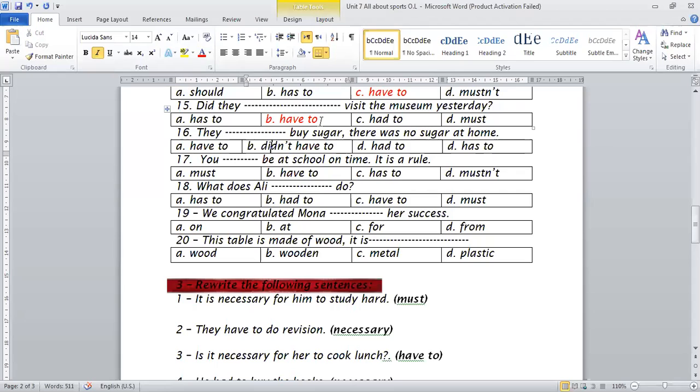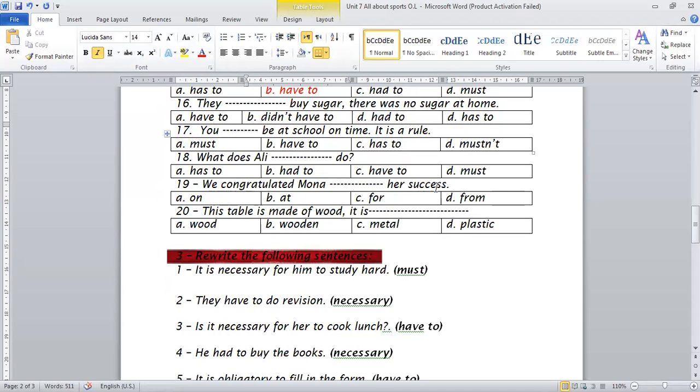The same is the negative. If you find don't or doesn't or didn't, you will use have to. But without did or do or does, it's okay. You can use here in the past, you can use had to. It's correct. Yes, number 16, they buy sugar. There was no sugar at home. Yes, Arwa? They have to. By the way, we are talking here in the past. There was no sugar at home. So they had to. Had to.